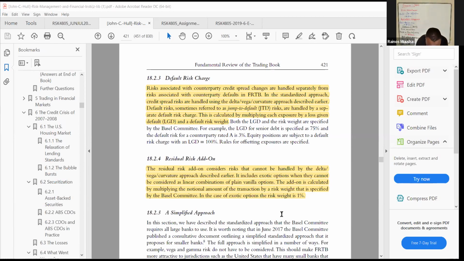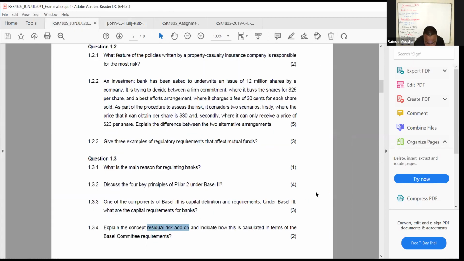So your answer would be, it considers the risk that cannot be handled by the delta, the vega, or the curvature approach. So it is calculated by multiplying the notional amount of the transaction by a risk weight that is specified by the Basel Committee. So you get your answer on page 421 of the textbook.